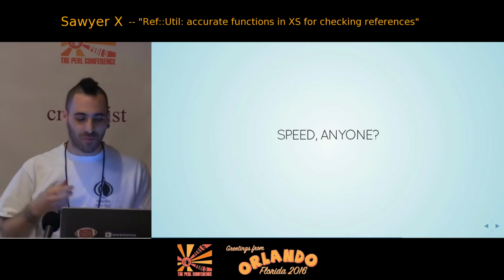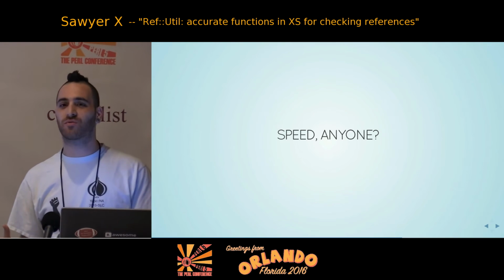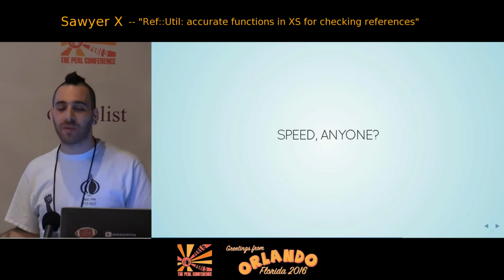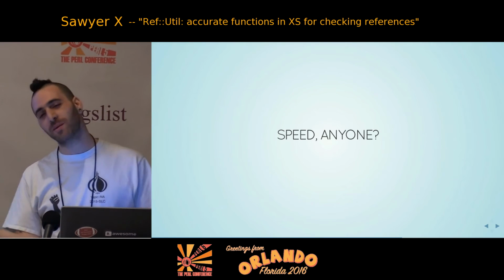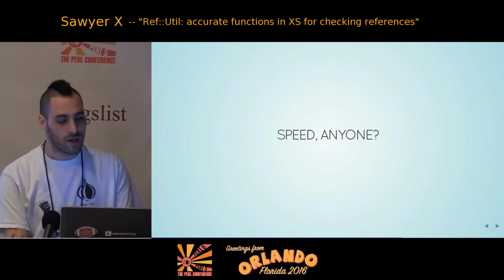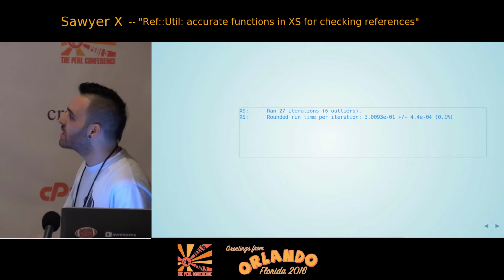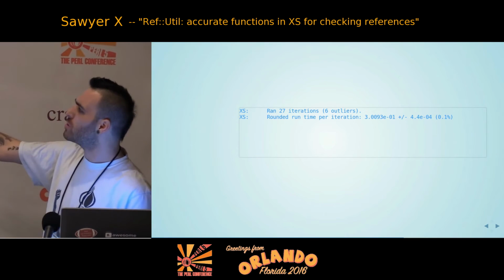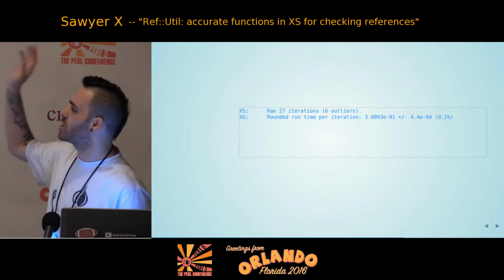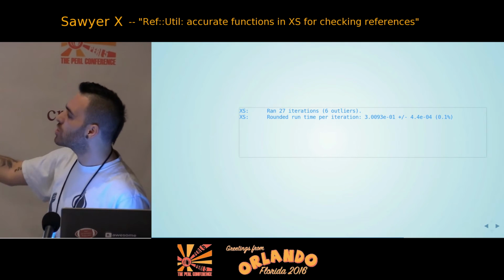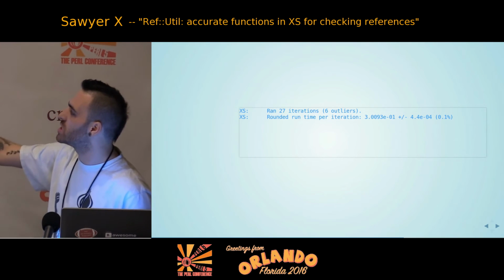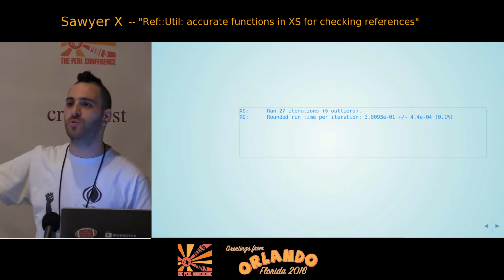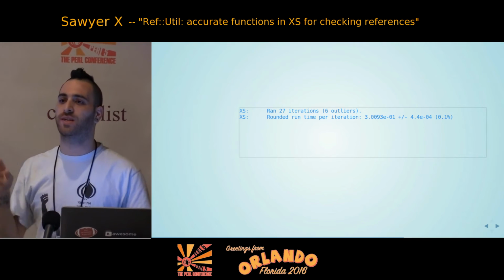So now speed, because we started with speed and we ended up with ref is stupid, but we started with speed, so what would be the difference? And when I wrote the XS version, it wasn't that much faster. And I complained, and they were like, well, if you write an op, it might be faster. It's like, all right, how fast is it? Well, this is the XS version. The part that you care about is not the iterations, not the outliers. What you actually care about is the number 3.0093, which represents how long it took for the test to run.